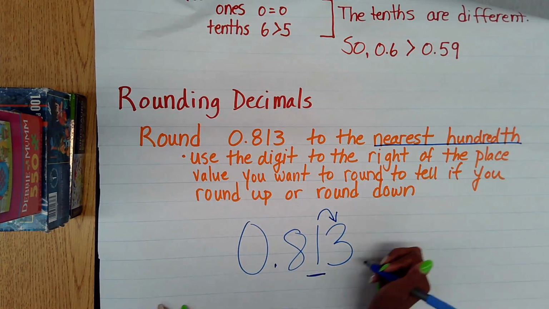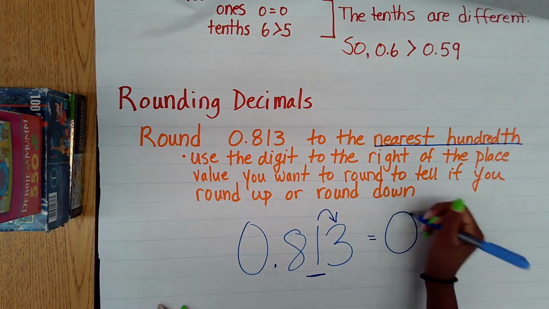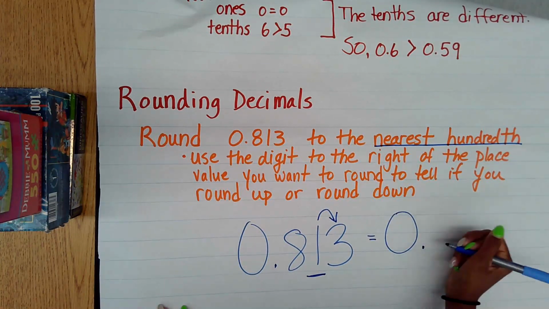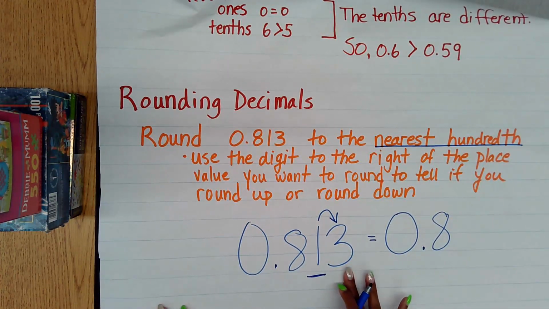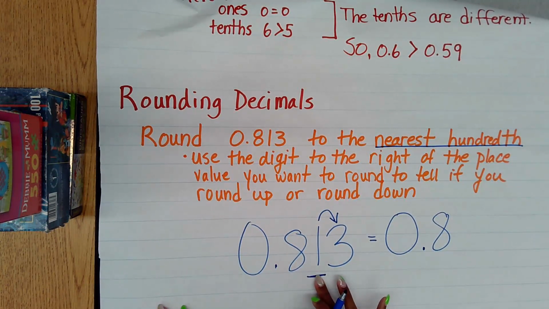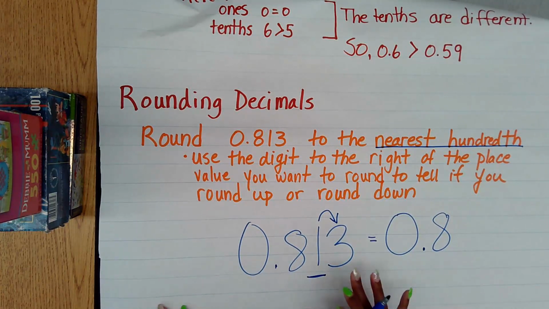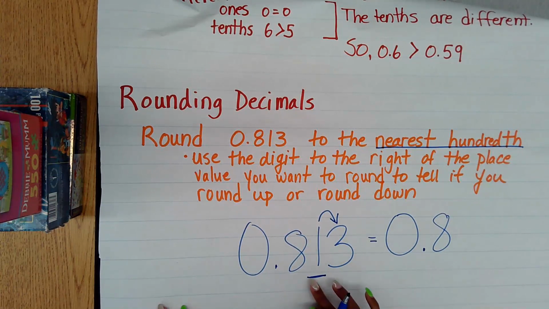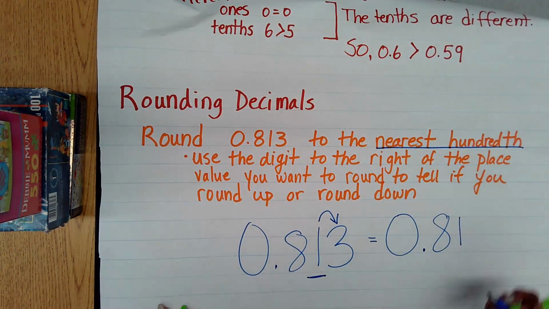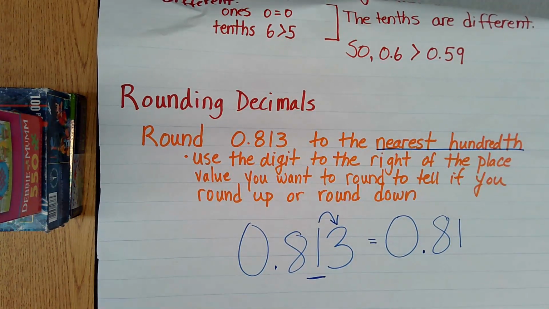So for my rounded answer to the nearest hundredth, I'm going to keep my 0 the same, and keep my 8 the same. And since this was a 3, if it is 4 or less, we're going to let this number rest. If it's 5 or more, we're going to go up 1 more. So 3 is less than our 5, so we are going to let this 1 rest for a final answer of 81 hundredths.